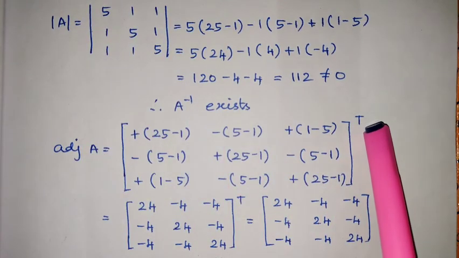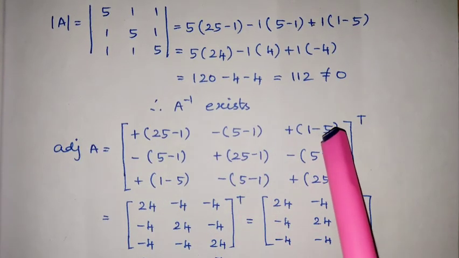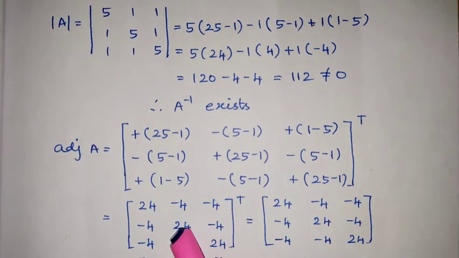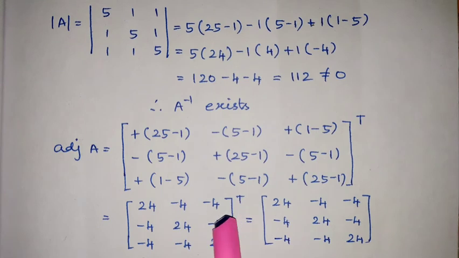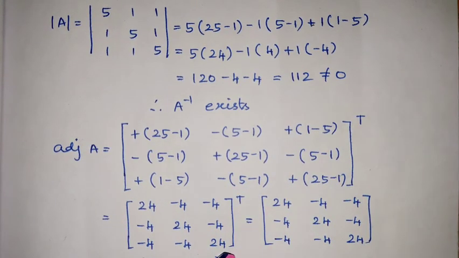And you know why? Then you have to find the transpose. So which is 24, this is 4, minus, so minus 4. This is 24, 4, minus, so minus 4. This is minus 4, 4 minus, therefore minus 4, 25 minus 1 is 24. Find the transpose, you will get the same answer.